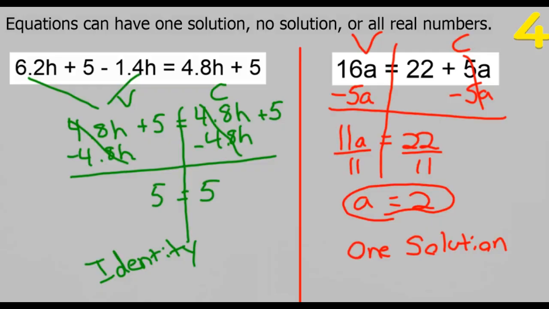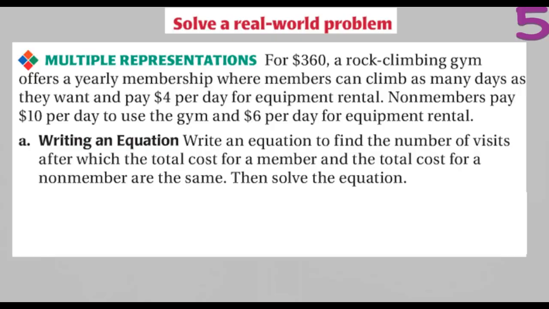Now moving on to our last equation, or our last word problem. It says for $360, a rock climbing gym offers a yearly membership where members can climb as many days as they want and pay $4 per day for equipment rental. Non-members pay $10 per day to use the gym and $6 a day for equipment rental. So we need to write an equation to find the total number of visits after which the total cost for a member and the total cost for a non-member are the same. Then we're going to solve the equation.